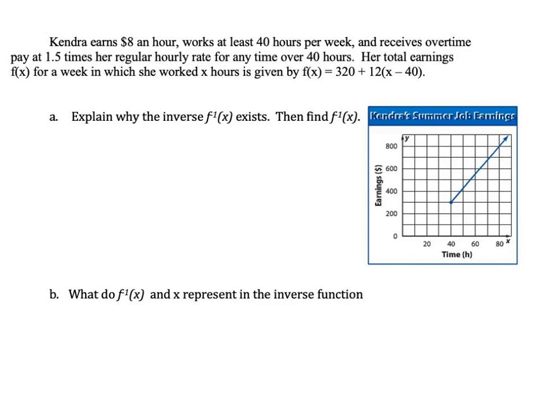Kendra earns $8 an hour, works at least 40 hours per week, and receives overtime pay at 1.5 times her regular hourly rate for any time over 40 hours. Her total earnings, f of x, for a week in which she worked x hours is given by f of x is equal to 320 plus 12 times the quantity x minus 40. First of all, explain why the inverse f inverse of x exists. Then find f inverse of x.